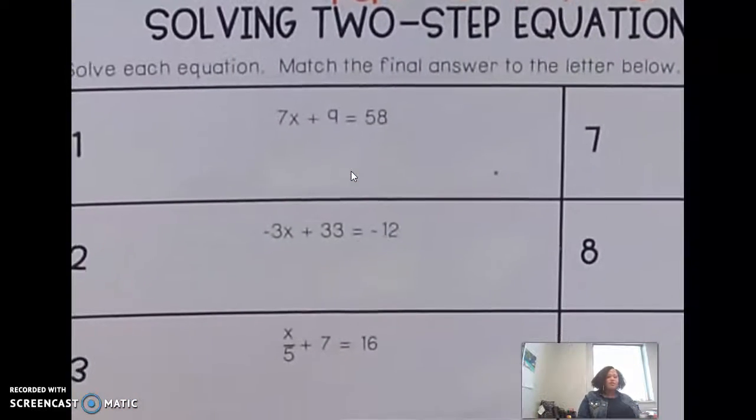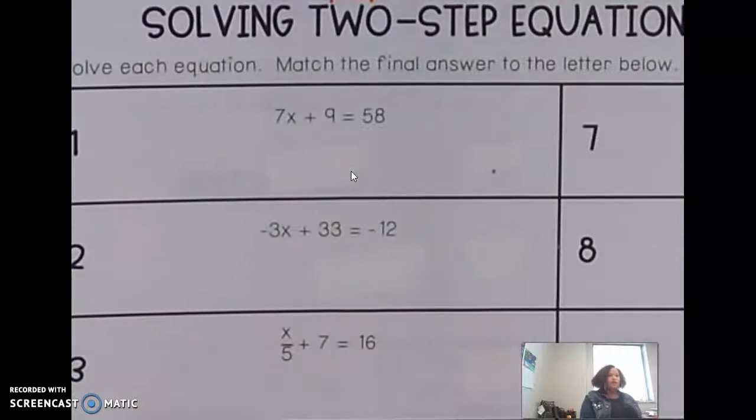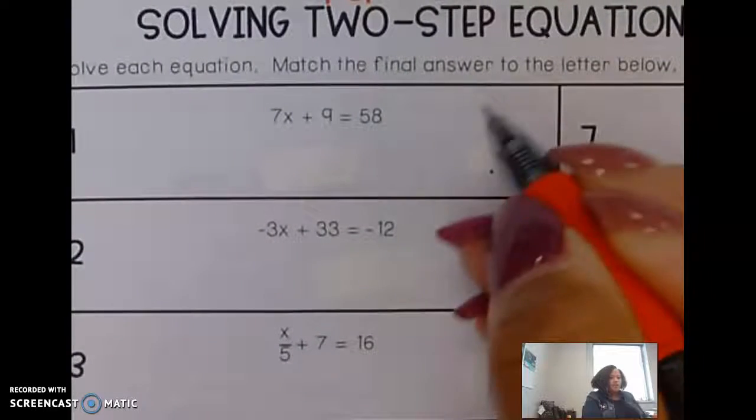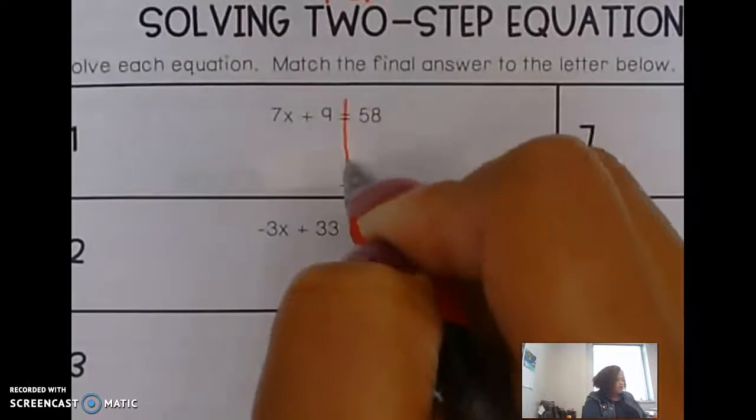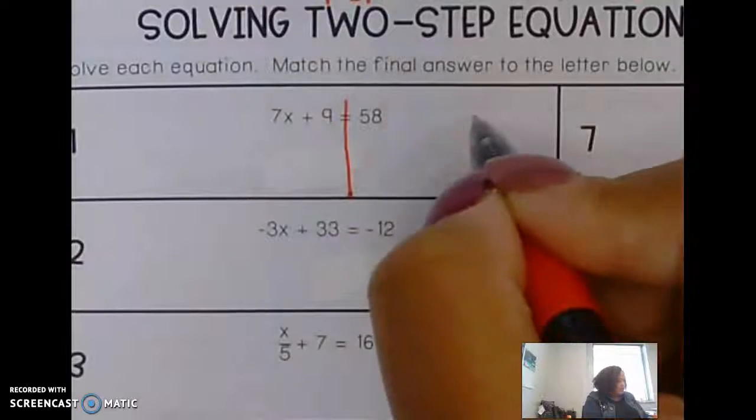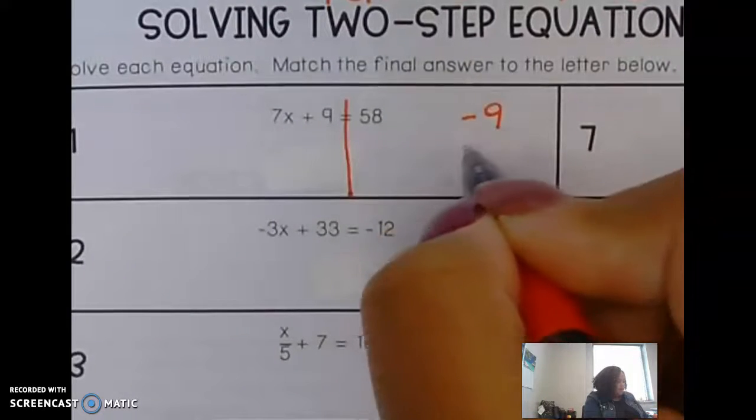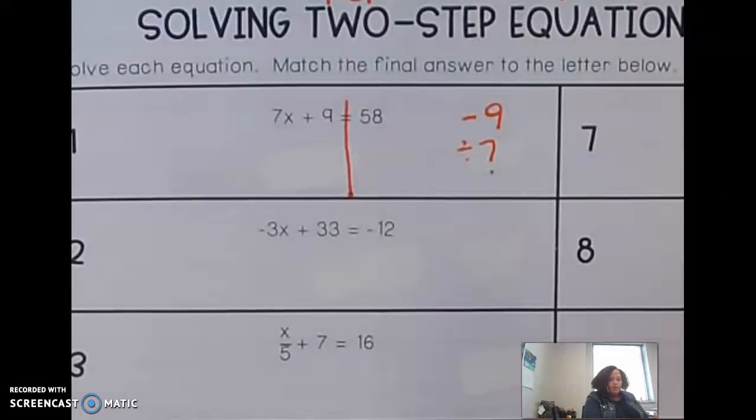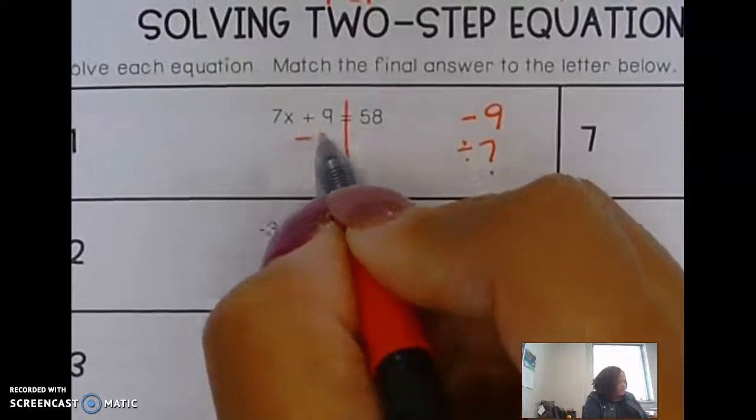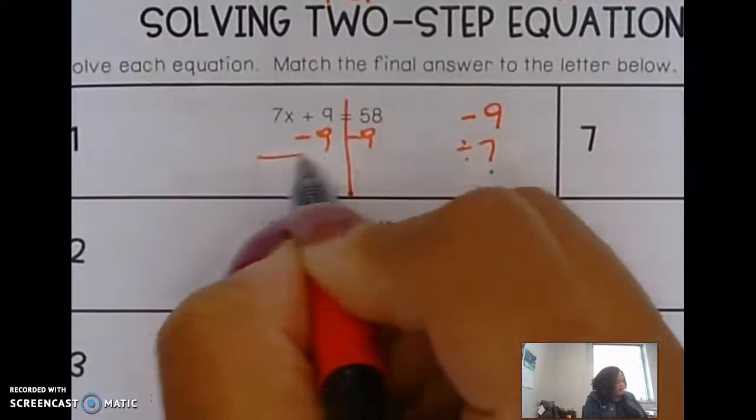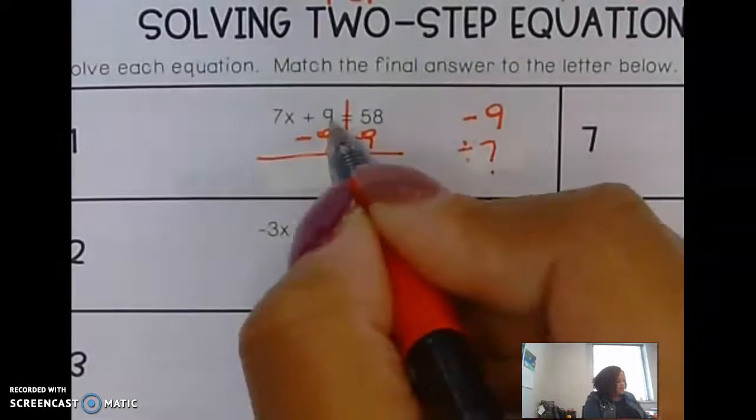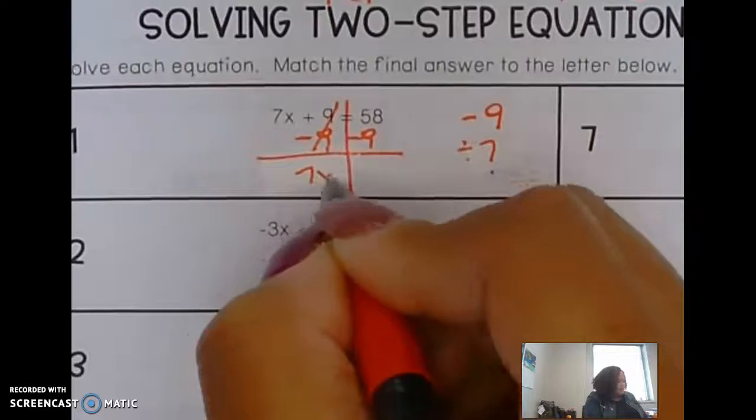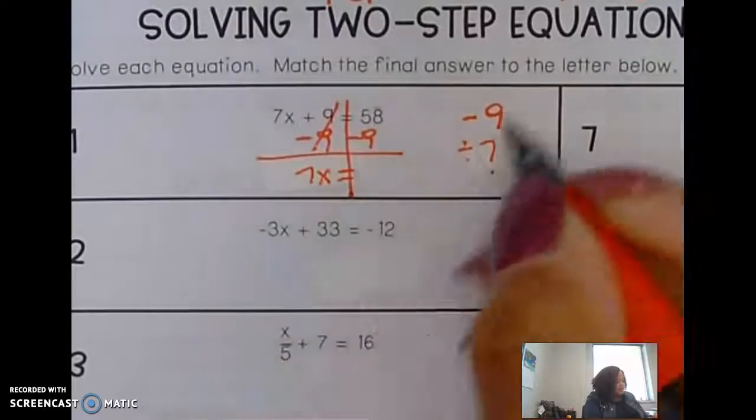So let's start here with 7x plus 9 equals 58. The steps that we must do are the opposite operations. So I'm going to draw a river here, and then I'm going to subtract 9 from both sides and then divide by 7 on both sides. So I'm going to put minus 9, minus 9. These 9's here on the left cancel out. I'm left with 7x equals 58 minus 9.